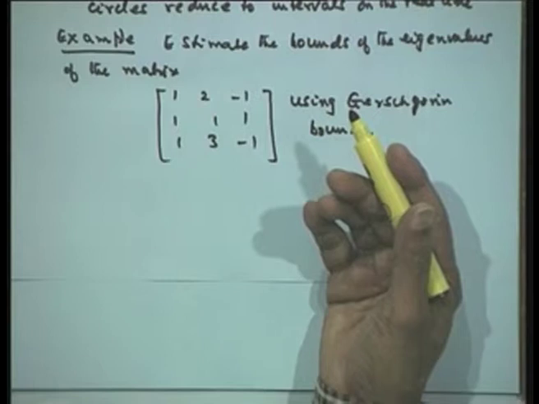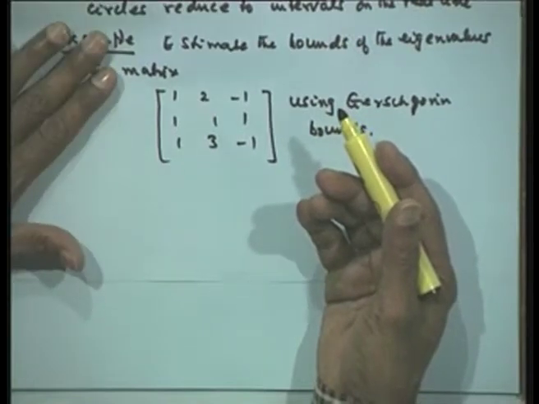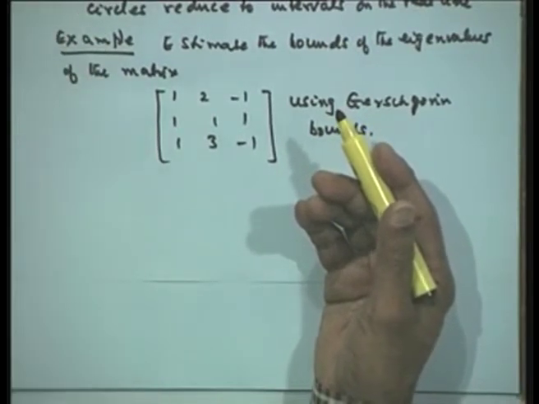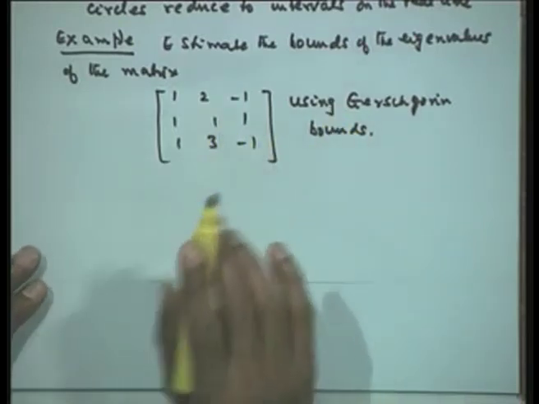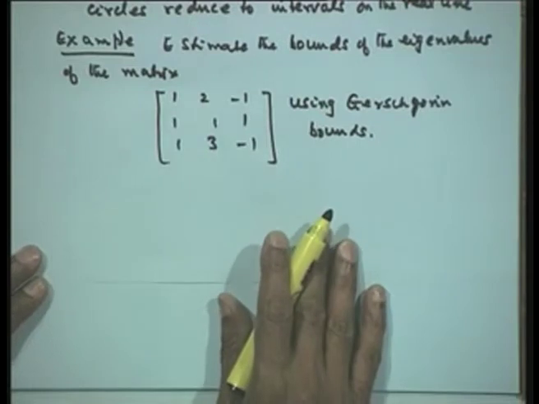I just do not have to do any other proof. I can straight away get the bound for the eigenvalue from the matrix itself, and then say convergence for the iterative procedure is guaranteed. So, that is the immediate application of these Gershgorin bounds.